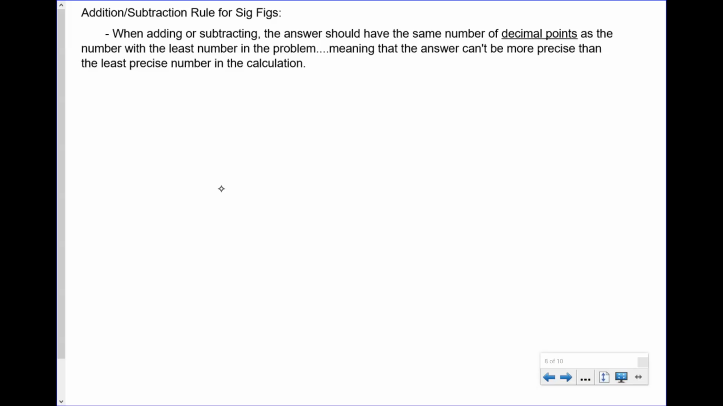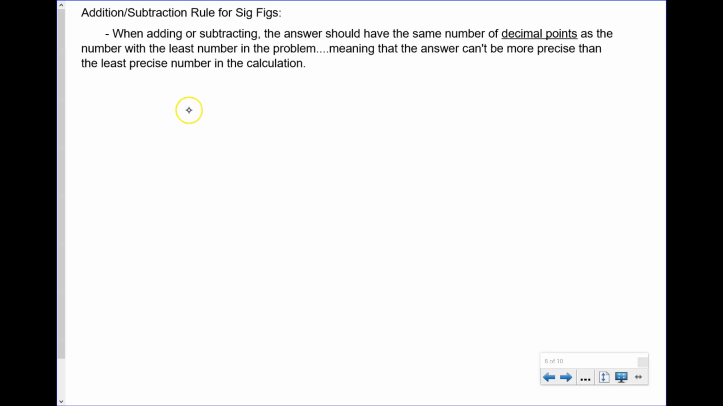So, the rule for adding and subtracting. Now, as we read the rule, it might not make sense until we actually look at an example. So, the rule is, when adding or subtracting measurements, the answer should have the same number of decimal points as the number with the least number of decimal points in the problem. And what that means is that we can't have an answer at the end that's more precise than the least precise number in the calculation.